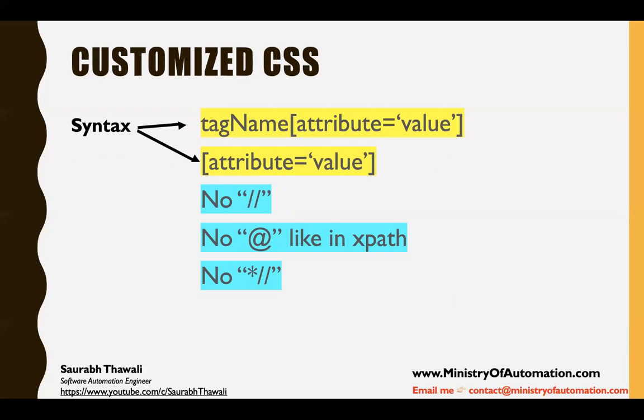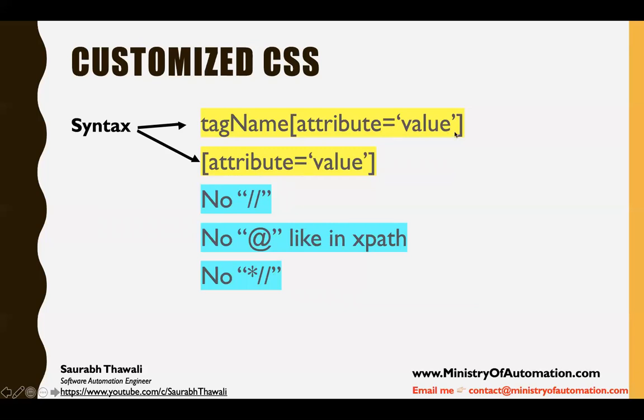As you know, the browser also provides a way: when you right click on an element, you can copy the CSS locator, right? There's an easy way of doing it through the browser, which you're gonna see today as well. But yes, there are some more ways to write the customized CSS. Some of the syntaxes I'm highlighting here. A very famous syntax is like this: tag name, attribute equal to value.